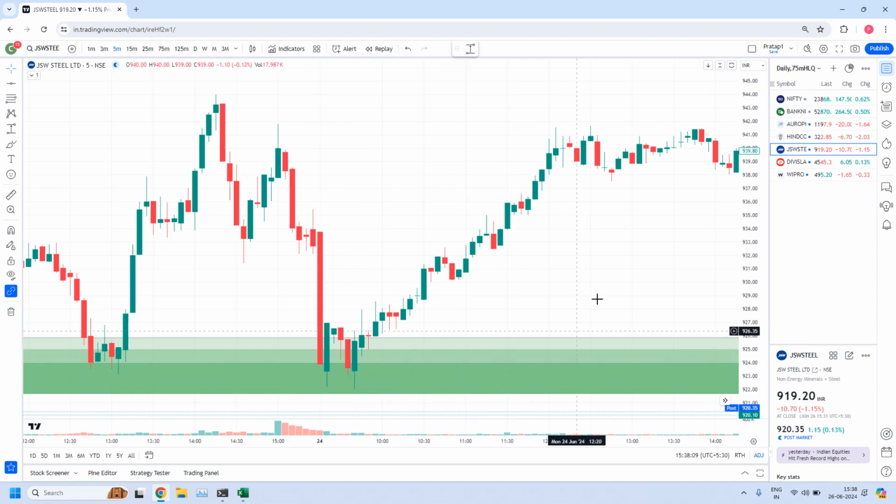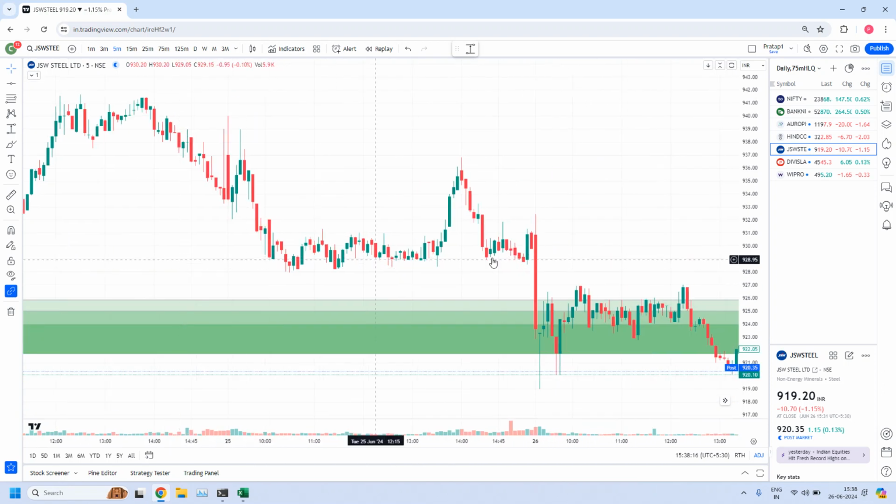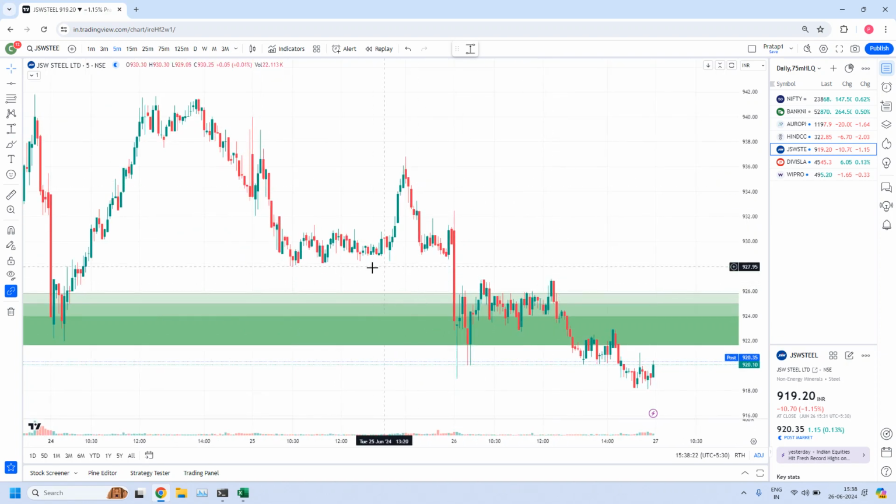Now next time definitely the zone will be violated, because prices reached more deep and there is no fresh 15 minute zone. See, today what happened? The zone is violated easily. We know that this zone will be violated.